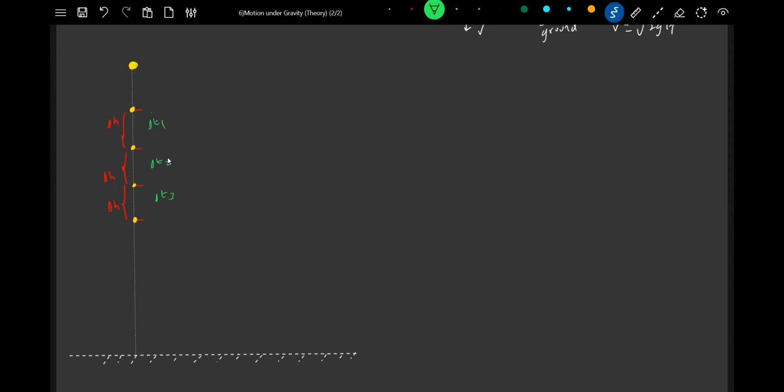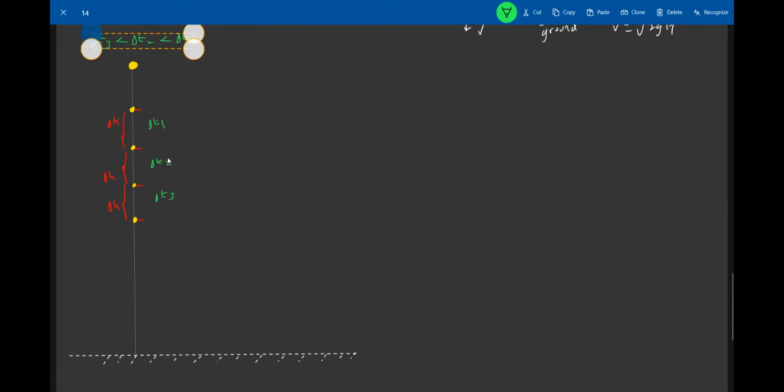In uniform accelerated motion, the time taken to have equal displacements will decrease. Delta T3 will be less than delta T2, less than delta T1. Okay. Or we'll go for one more. Okay, this is for this particular situation.